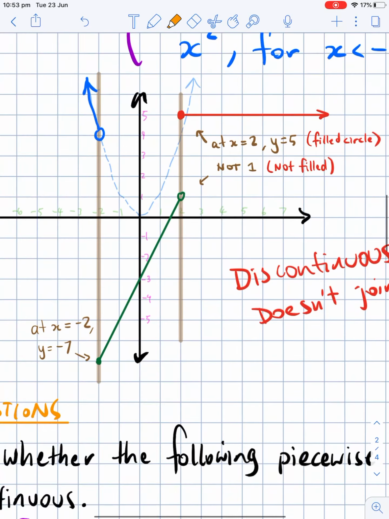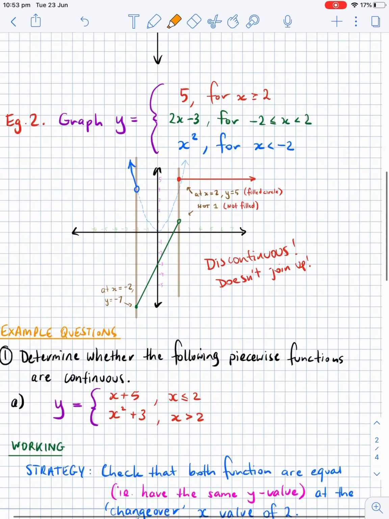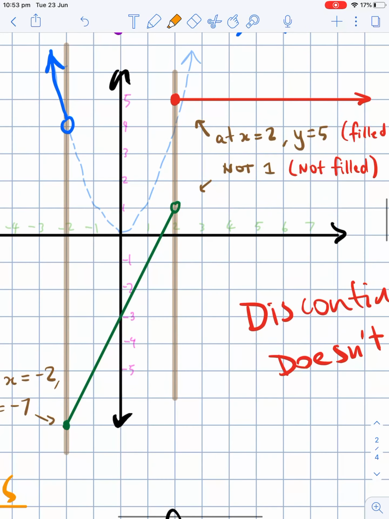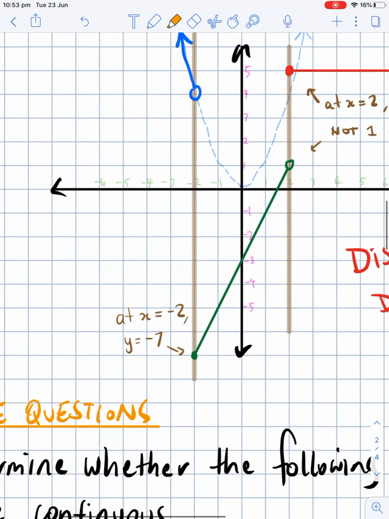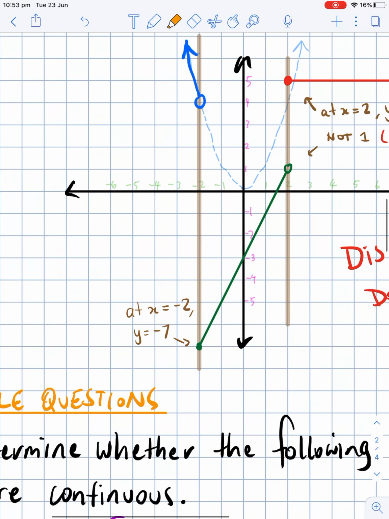Now you'll notice these circles that are coloured in and not coloured in. That indicates the values at these specific points. So for example, when x is equal to 2, we can see that y is equal to 5 because that's where the circle is coloured in. It's not equal to 1, which is down here. Down here you can see that when x is -2, the y value is down here at -7. It's not up here because it's not coloured in up there.